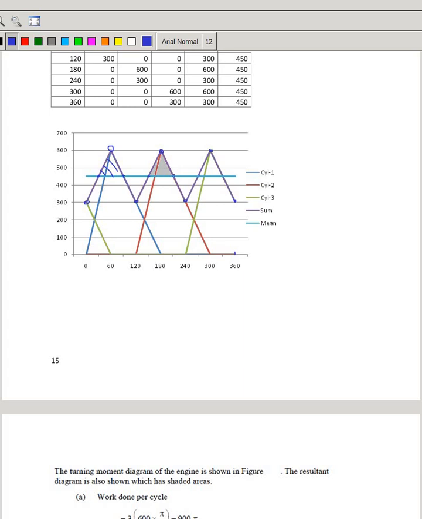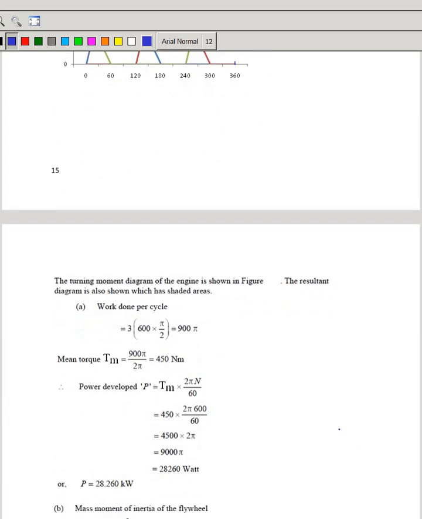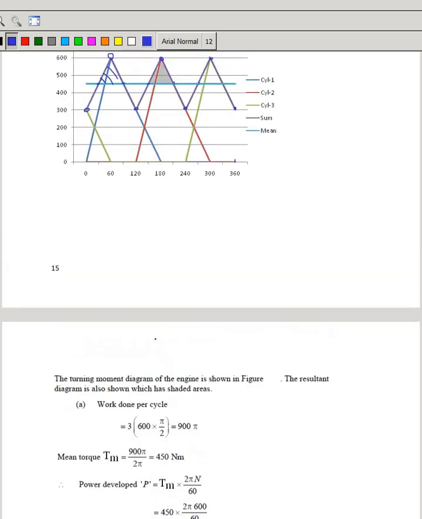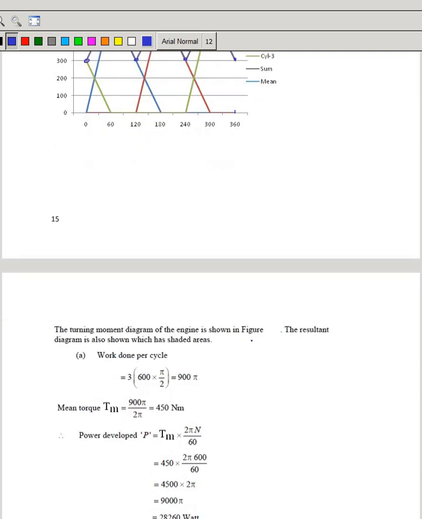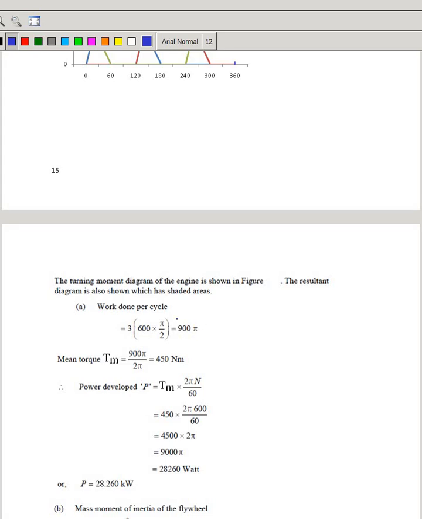So let's see what we have done here. So work done per cycle. So 3 cylinders are giving torque, and so half into 600 into pi divided by 2. Half base is pi, 180 degree, half pi by 2, and this height is 600. So this is the energy coming from the engine per cycle.